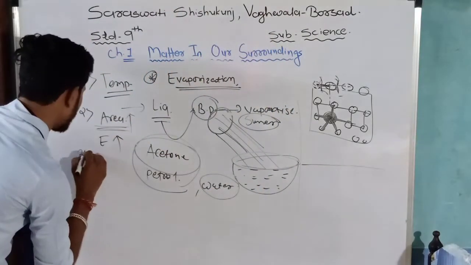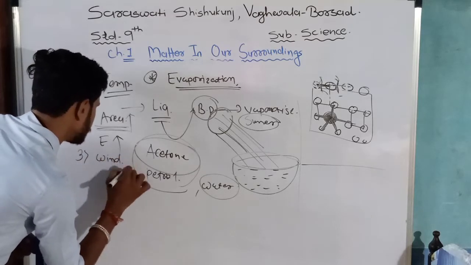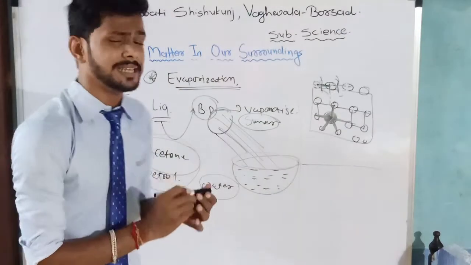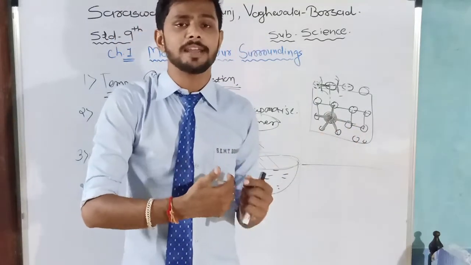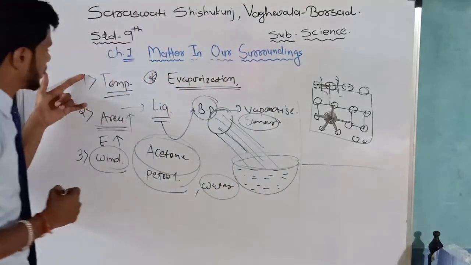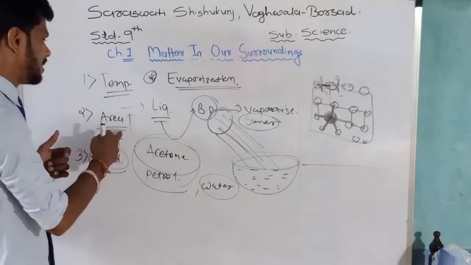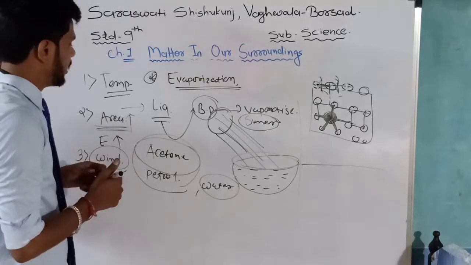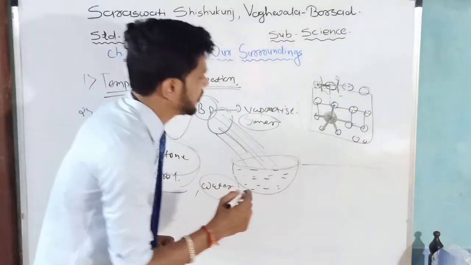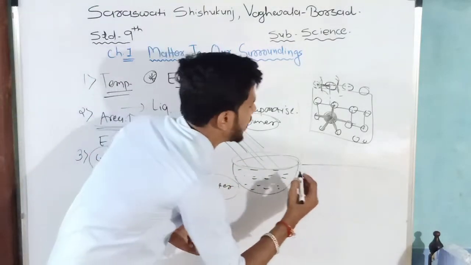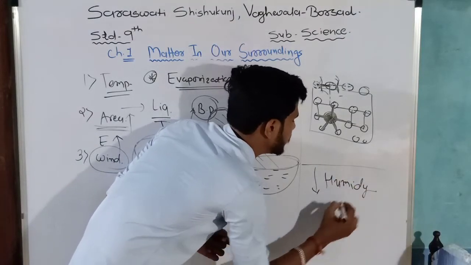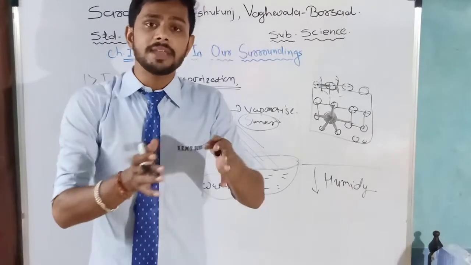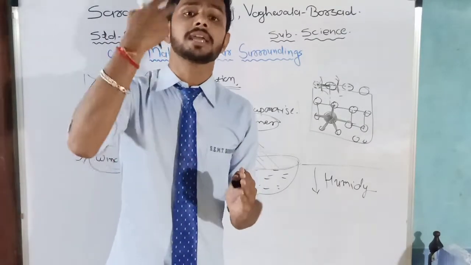And the third parameter, that is the wind. Okay, तो जैसे जैसे विंड बढ़ेगा, जितना ज्यादा विंड होगा उतना evaporation can take place easily. Okay, so there are three parameters. First one is the temperature, second one is the area, third one is the wind, and the fourth parameter is the decrease in the humidity, or we can say the humid atmosphere. Okay, so with a decrease in humidity, there is an increase in the evaporation process.